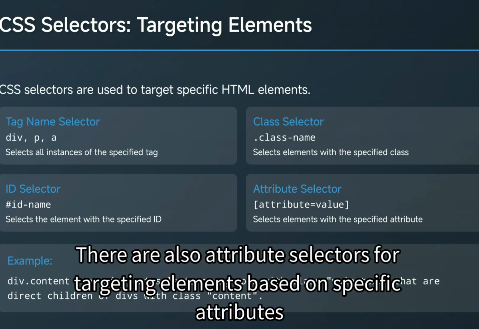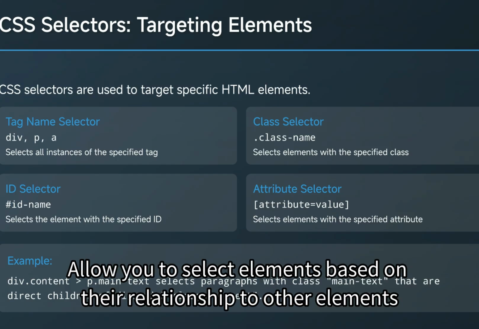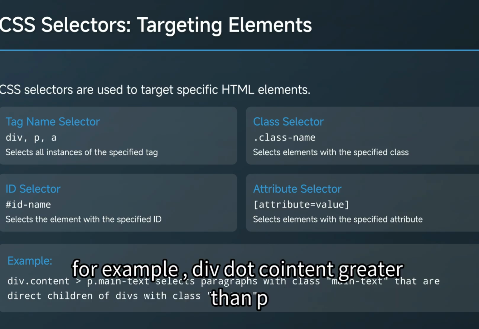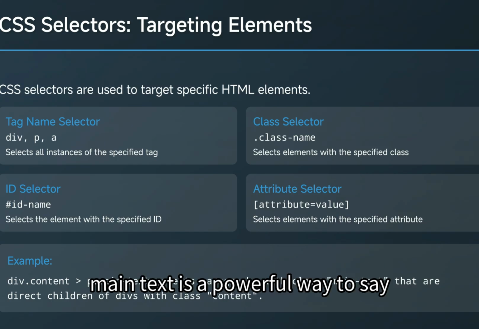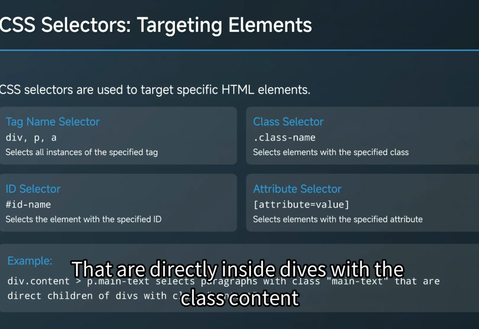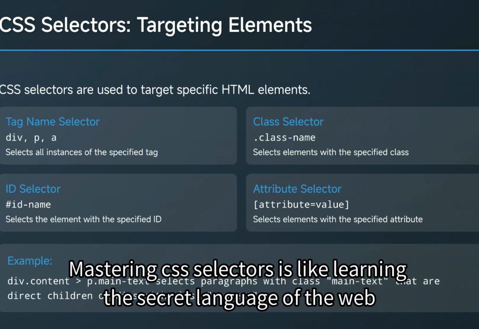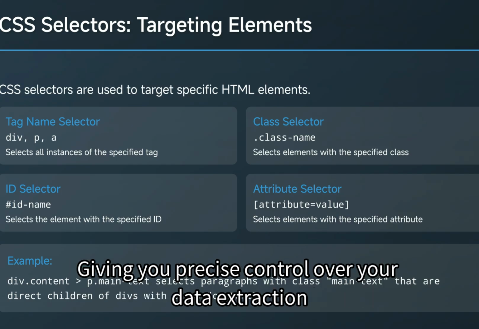There are also attribute selectors for targeting elements based on specific attributes. And combinators like greater than, plus, and tilde allow you to select elements based on their relationship to other elements. For example, div.content > p.main-text is a powerful way to say, find paragraphs with the class main-text that are directly inside divs with the class content. Mastering CSS selectors is like learning the secret language of the web, giving you precise control over your data extraction.